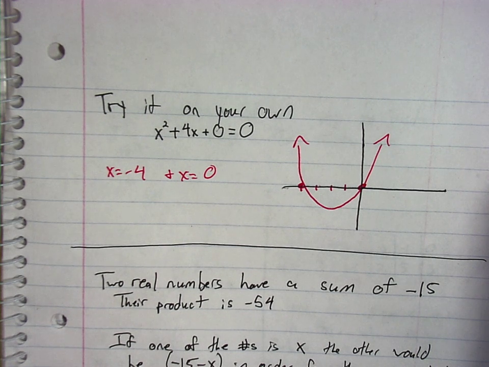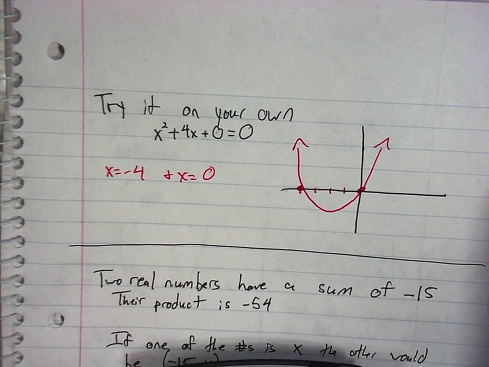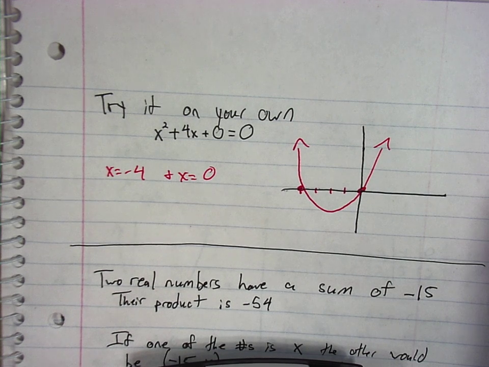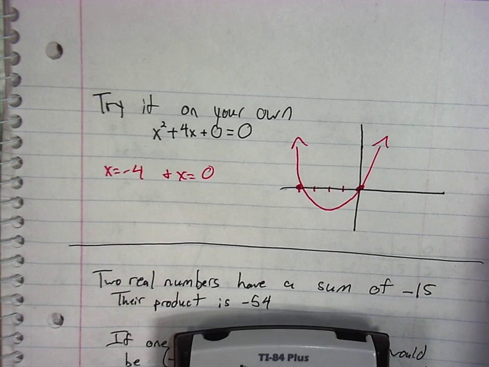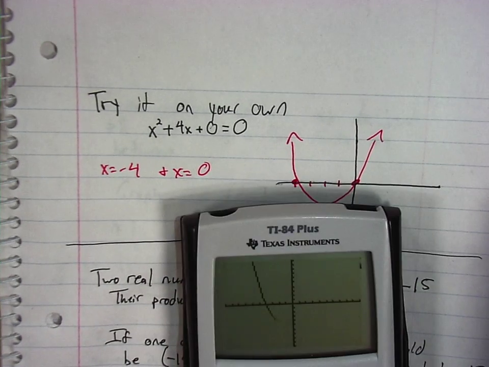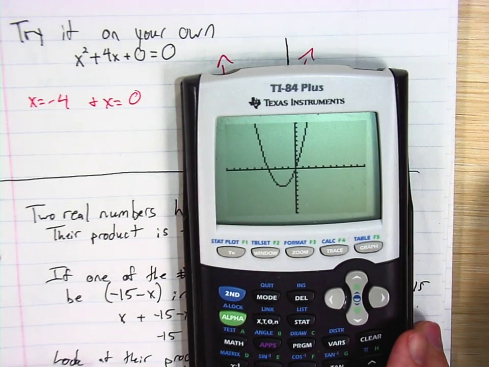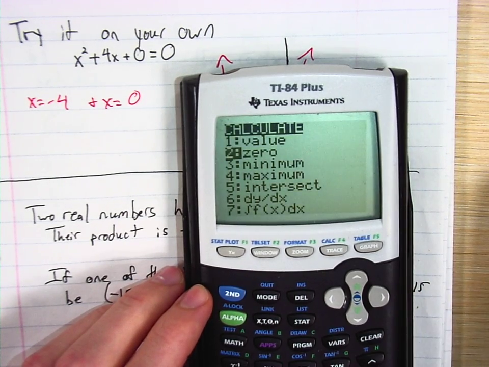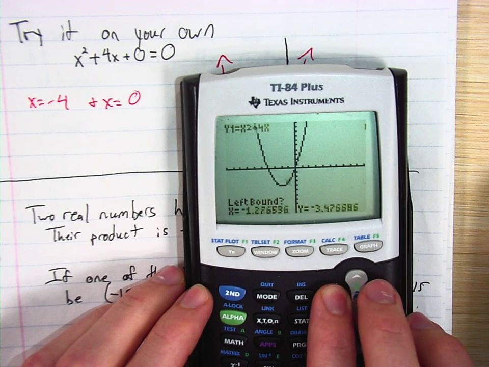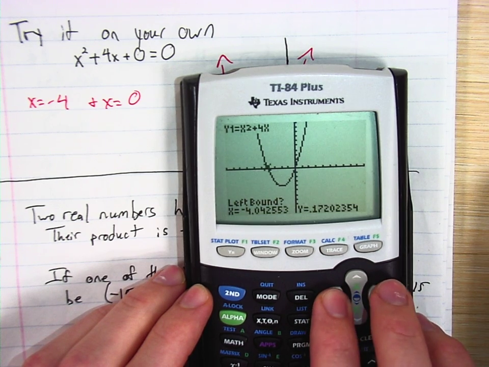Alright guys, so that first video cut out right here. So let me get this: x squared plus 4x. Zoom 6. Okay, so we should be looking at this. We went through second trace, zero. Remember our left bound, right bound, we were talking about putting our guy on the spot.